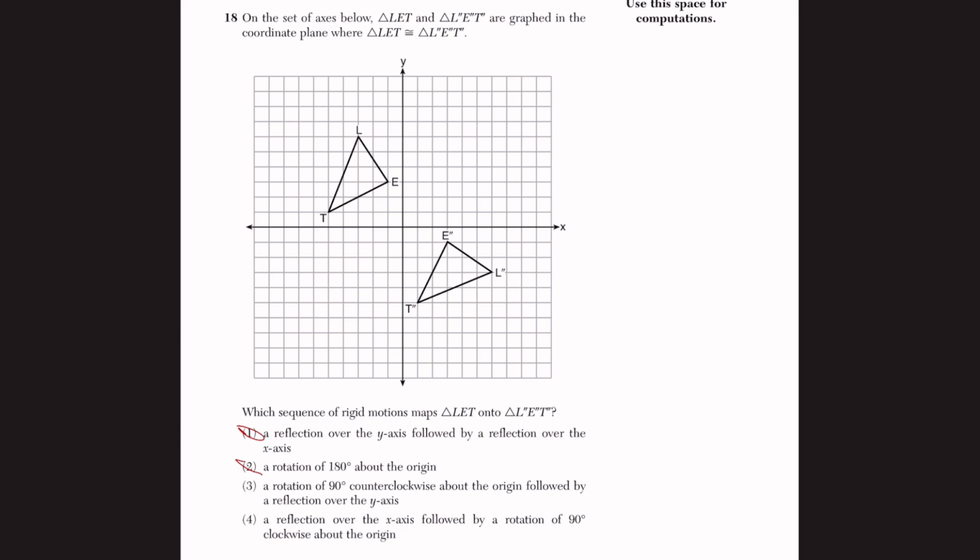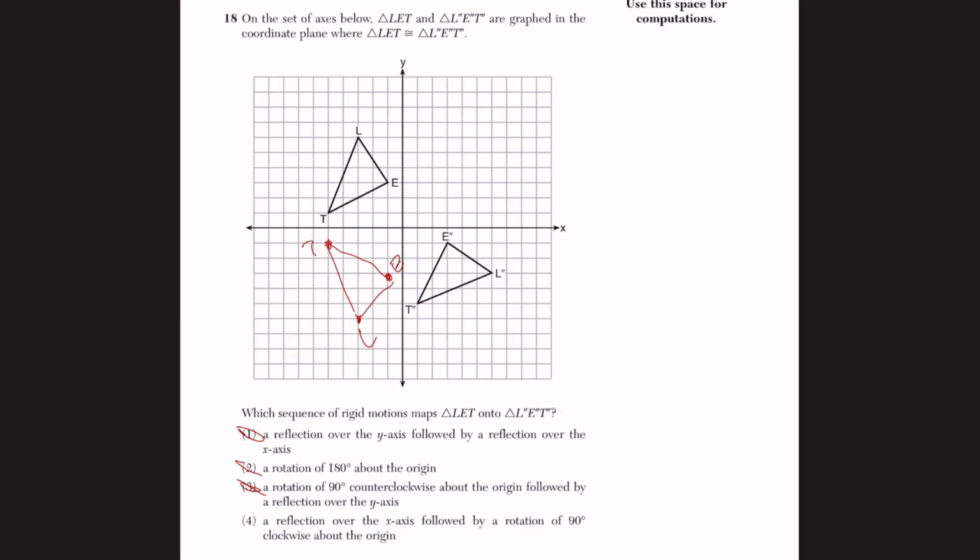Number 3, a rotation of 90 degrees counterclockwise about the origin followed by a reflection over the y-axis. If it was rotated this way, 90 degrees, then it kind of would look something like this, right? And then if it were to be reflected across the y-axis, E wouldn't even be up here. So number 3 wouldn't be correct. Then number 4, a reflection over the x-axis, which would look something like this. Then rotated 90 degrees clockwise about the origin, it would look something like this, right? With E here, T, and L, so number 4 is the answer.